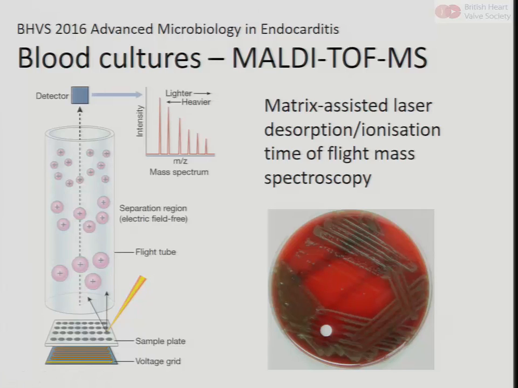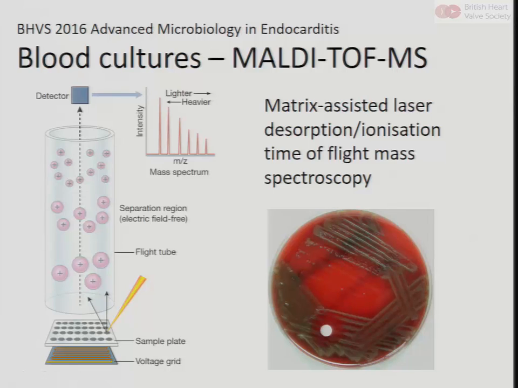which are then accelerated in the mass spectrometer, and protein particles are separated by their relative mass, and the profiles are then interpreted by a huge database that tells you the identity of the organism. So matrix-assisted laser desorption ionisation time-of-flight mass spectroscopy, which we call MALDI, has now enabled us to identify bacteria much more quickly.